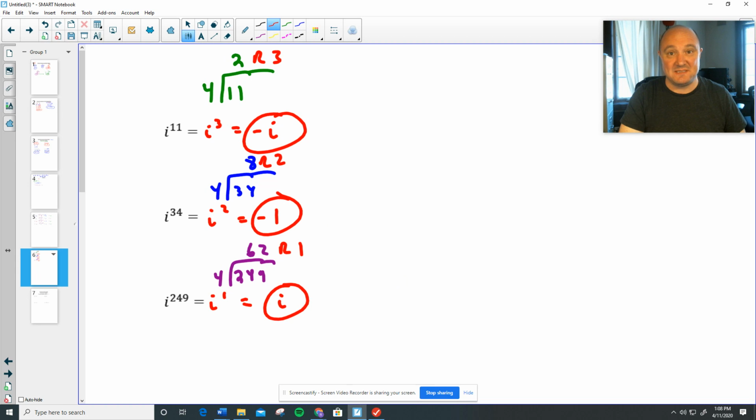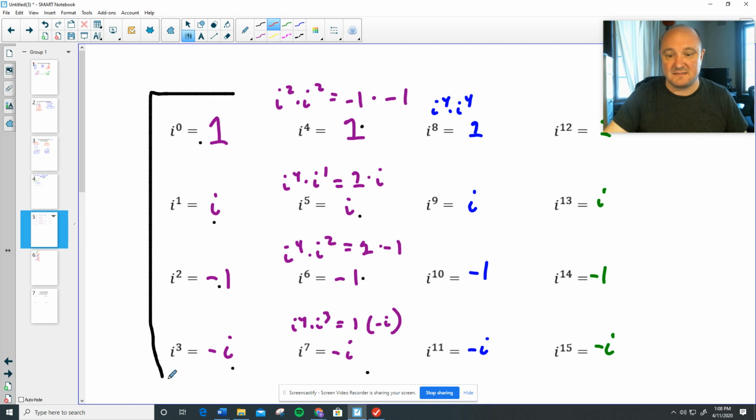So this is how we would simplify powers of i. Again, the trick here is to have this first row memorized. If you've got that memorized or you can write it down quickly, you can do all these problems pretty simply.